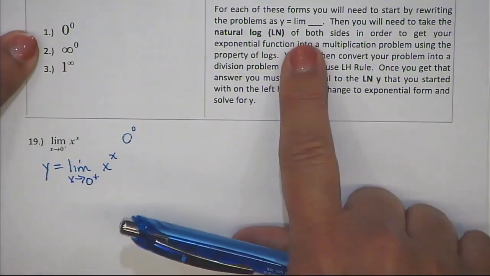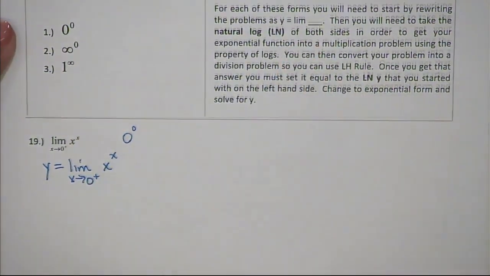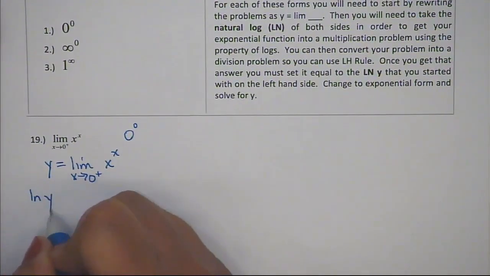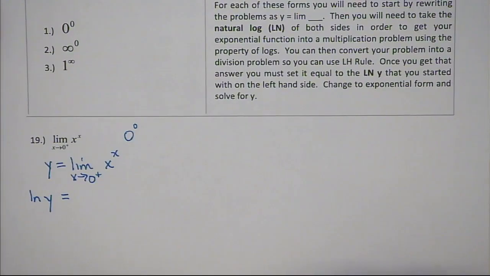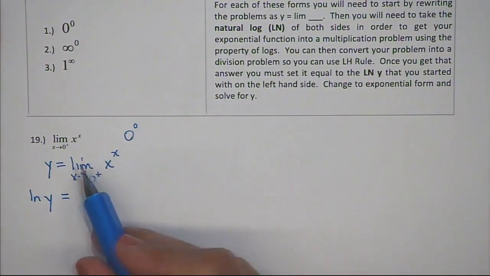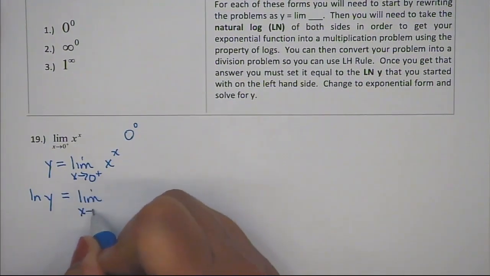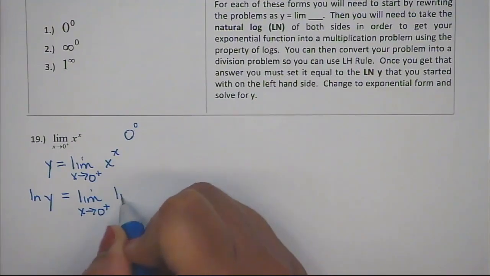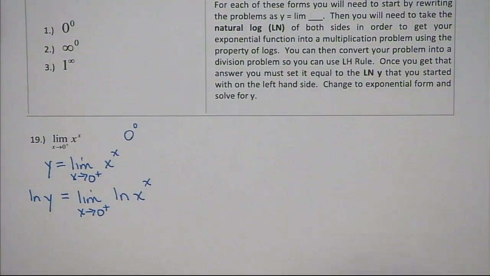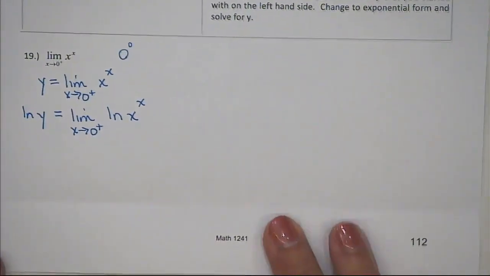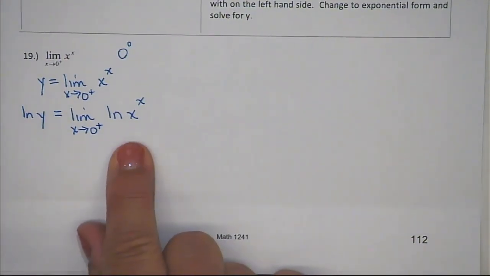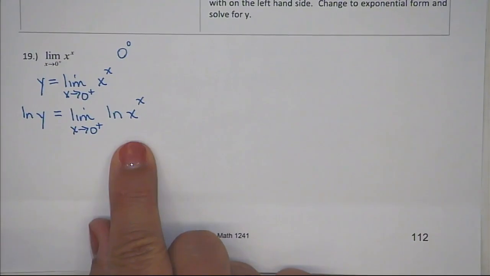All right, so then it says take the natural log of both sides. So I'm going to do the natural log of y equals, and then remember, we're going to keep the natural log with the function. Don't put the natural log out front. So this is going to be the limit as x goes to 0 from the right of the natural log of x to the x. You always want to keep that, remember, limits can work nicely that way.